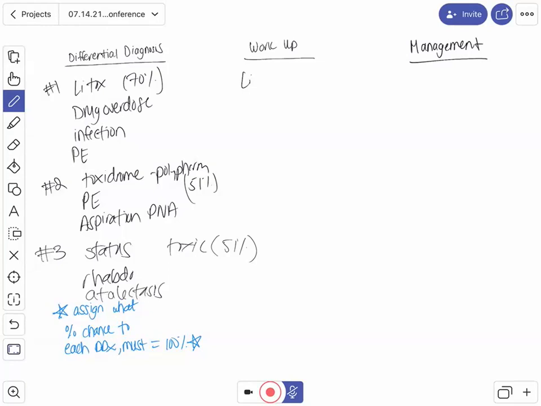And now that we have our differentials, tell me what you would do to work up your primary diagnosis, and then what you want to take as your first step to stabilize this patient who's now hypoxic with an acute liver injury and a leukocytosis.